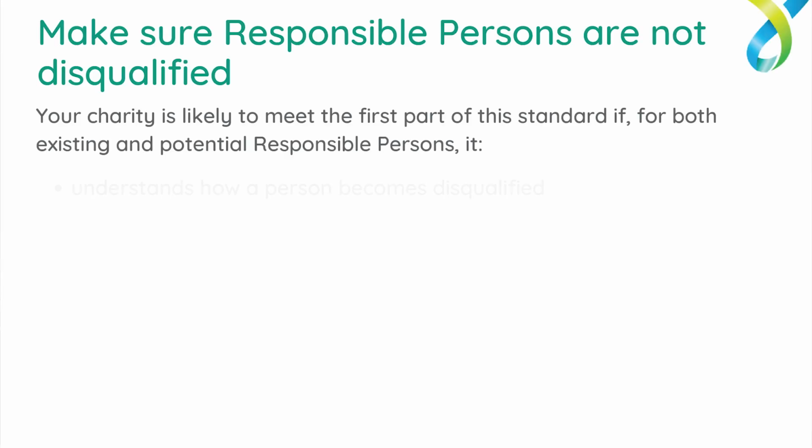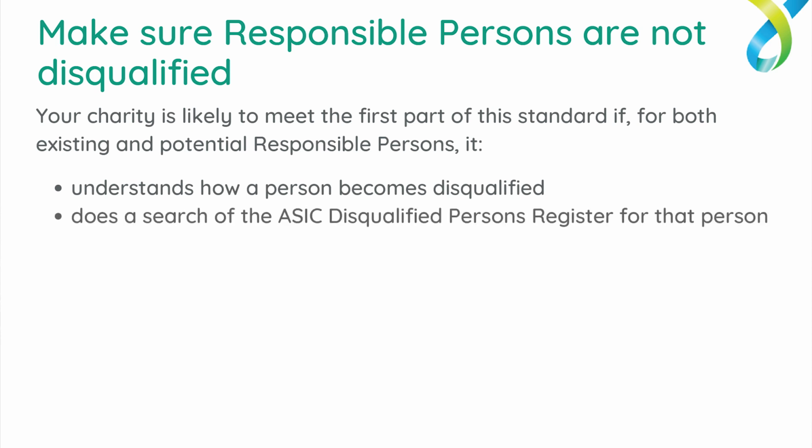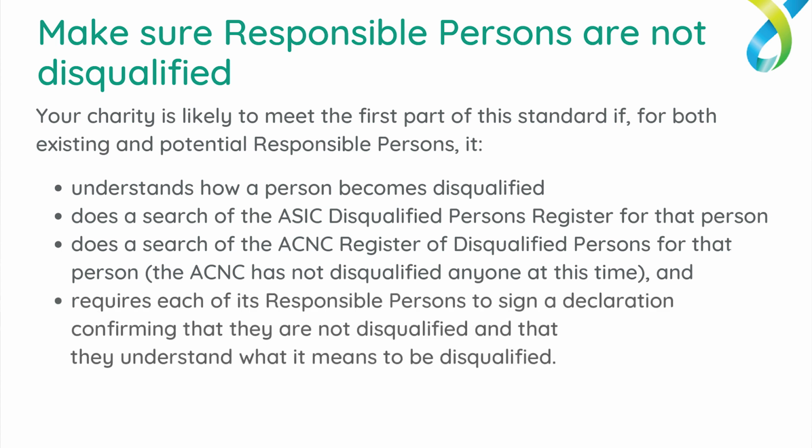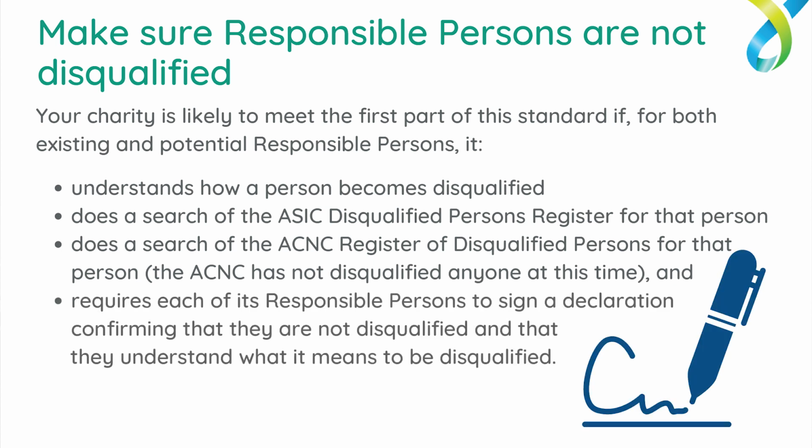Your charity is likely to meet the first part of this standard if, for both existing and potential responsible persons, it understands how a person becomes disqualified, does a search of the ASIC Disqualified Persons Register for that person, does a search of the ACNC Disqualified Persons Register for that person, and asks their responsible persons to sign a declaration confirming that they are not disqualified and agree to notify the charity if the person becomes disqualified in the future.